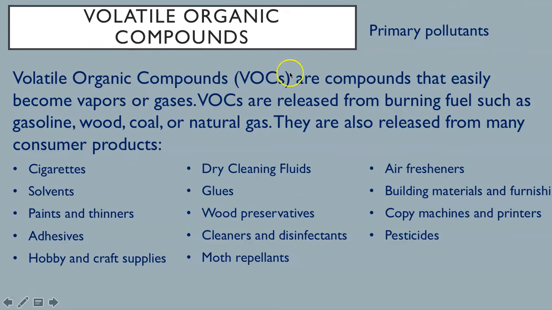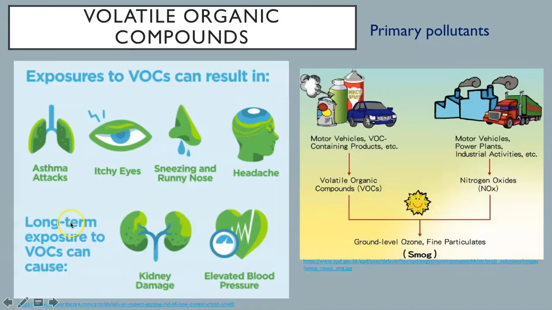Volatile organic compounds, or VOCs, are compounds that easily become vapors or gases. That's what volatile means. VOCs are released from burning fuel, such as gasoline, wood, coal, or natural gas. They are also released from many consumer products. Some of them are listed here. On their own, volatile organic compounds have negative impacts on human health, such as asthma, itchy eyes, sneezing, runny noses, and headaches. And with long-term exposure to them, kidney damage and elevated blood pressure can result as well.